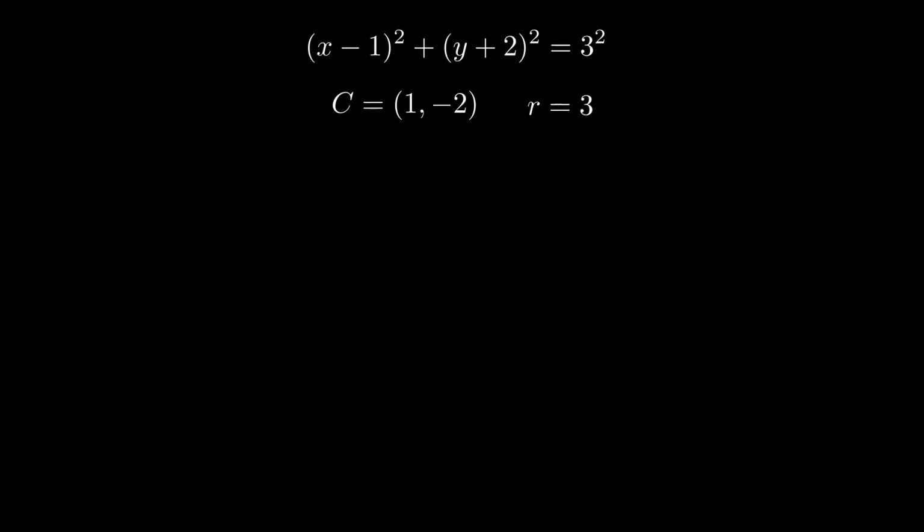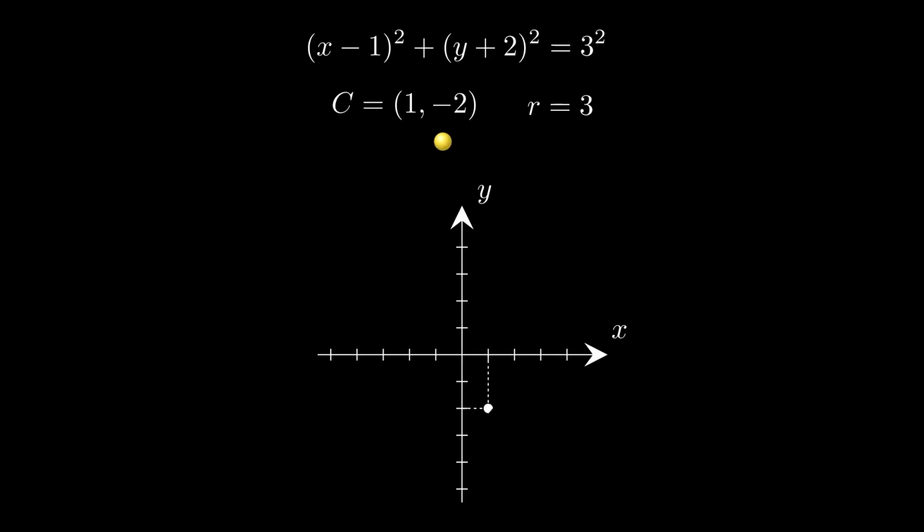To graph the equation, plot the center at 1, -2. Plot the radius of 3 units. And then connect all the points that are exactly 3 units away from the center. Congratulations! You have successfully drawn the circle.